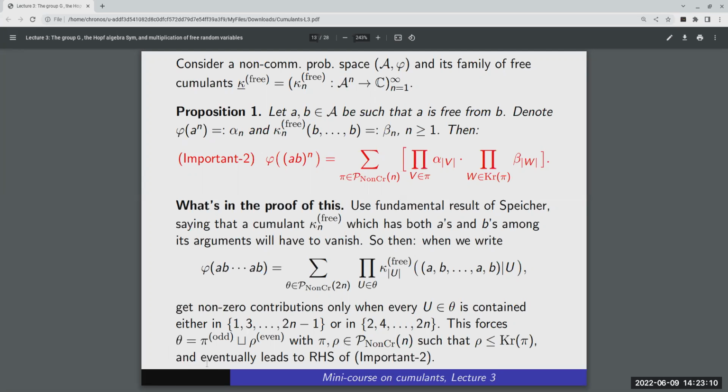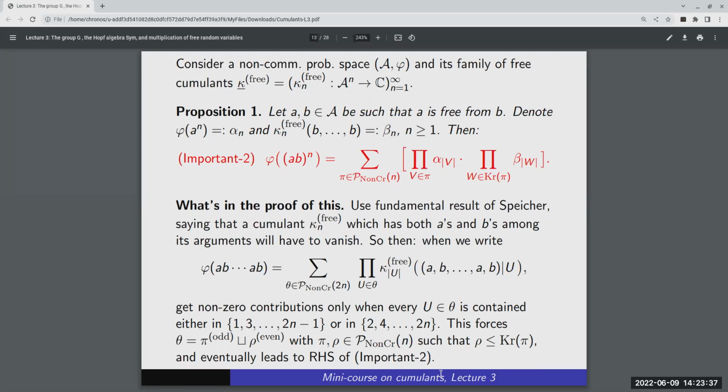theta is of the form pi odd union with a rho even, where pi and rho are two partitions of n points each. Pi is placed to get theta on 1, 3, up to 2n minus 1, and rho is placed to get theta on the other side. And then the fact that theta is non-crossing amounts precisely to the condition that rho is less or equal Kreweras of pi.